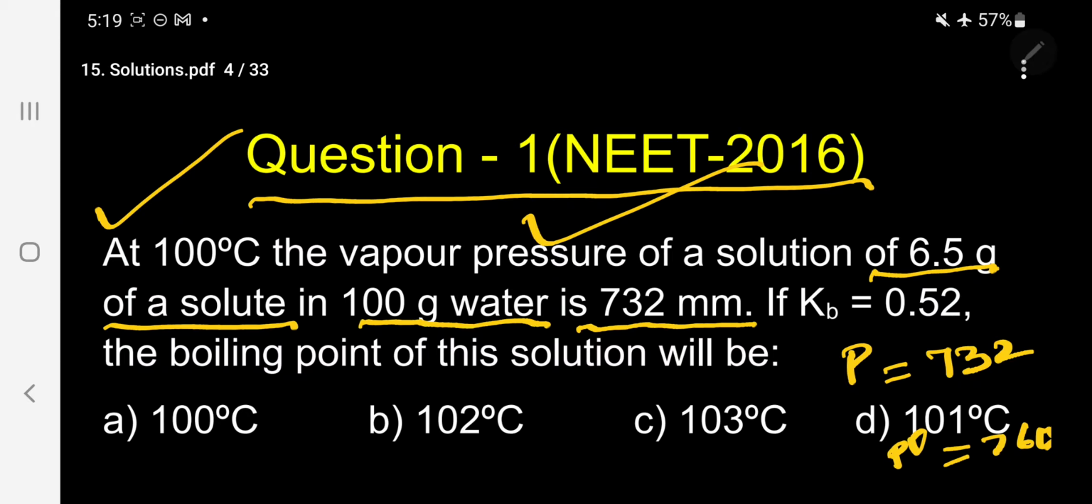Then next, they have given even the Kb value. That is elevation of boiling point constant. It is called Kb equal to 0.52 for water. This is the value for water.